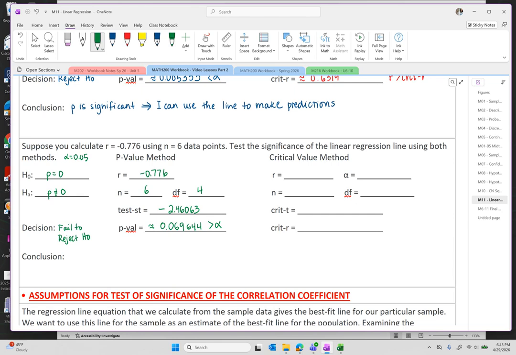The null hypothesis was that there is no linear correlation between the variables. So at the 5% significance level, I don't have sufficient evidence to support that there is a significant linear correlation, and the line should not be used for prediction. So write your conclusion here. And then you can conclude that the line should not be used for prediction.